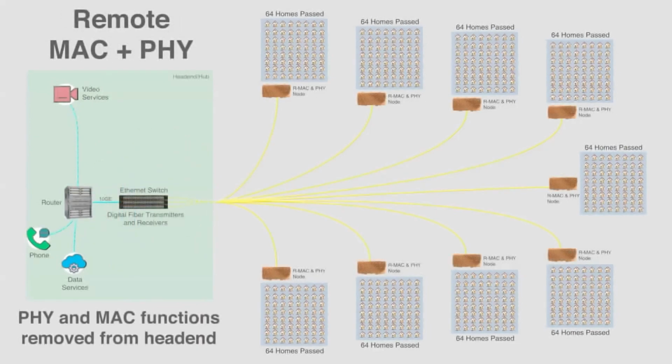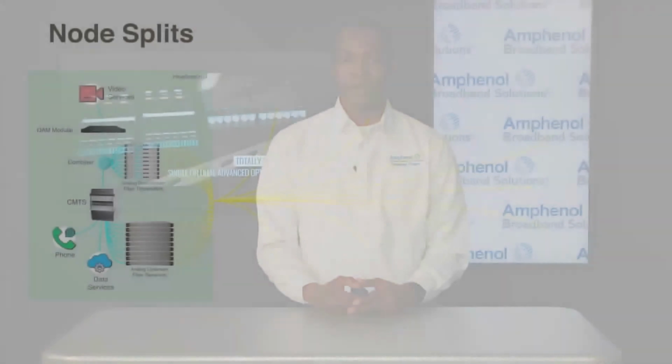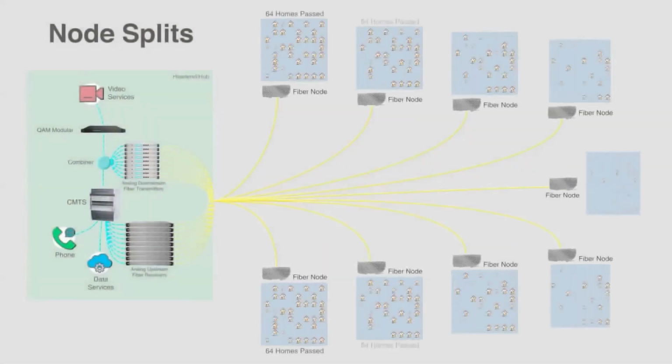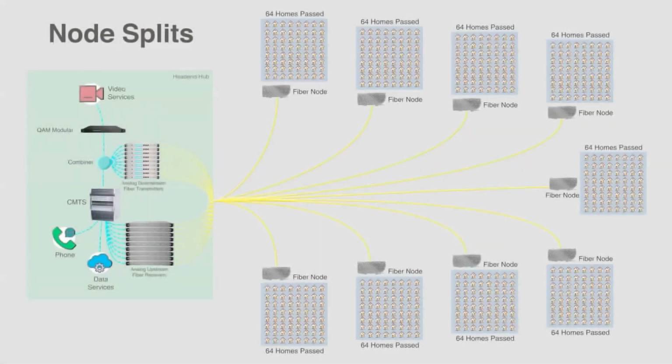With this architecture, the MAC and physical layers are moved out into the field. Remote MAC plus PHY devices are installed in the field just like remote PHY devices. In the head end, the CMTS is now a router. Finally, when doing node splits, powering needs to be considered.